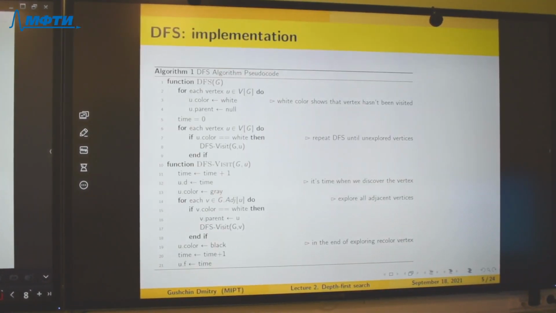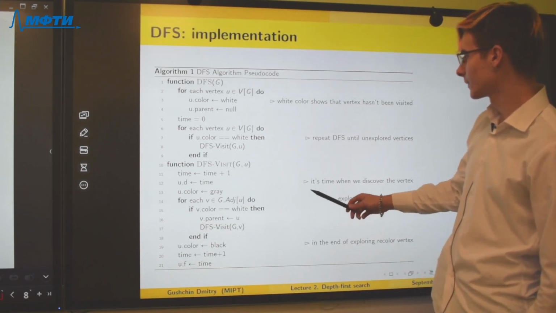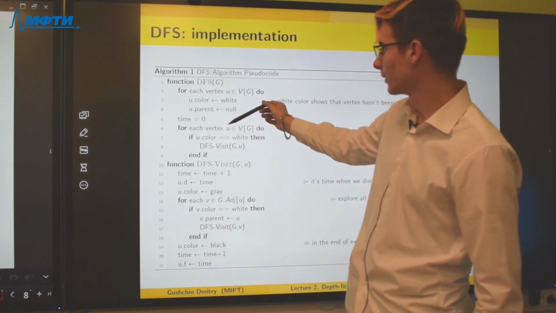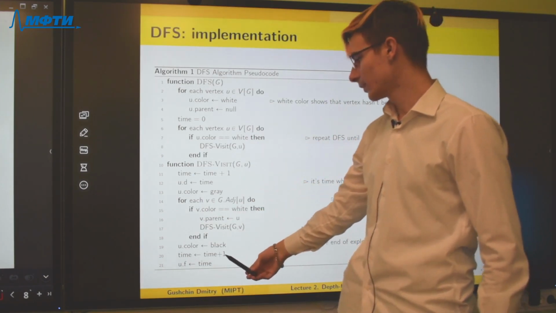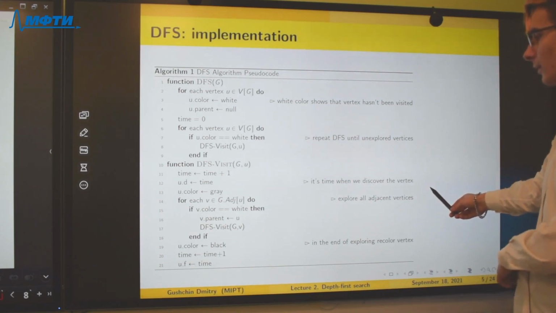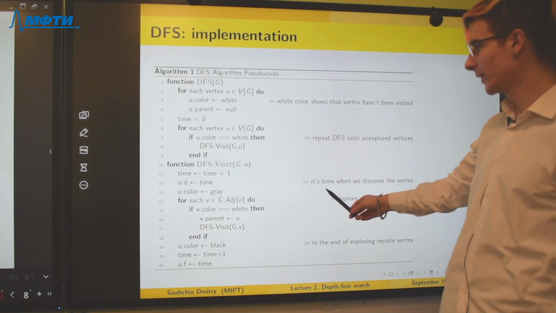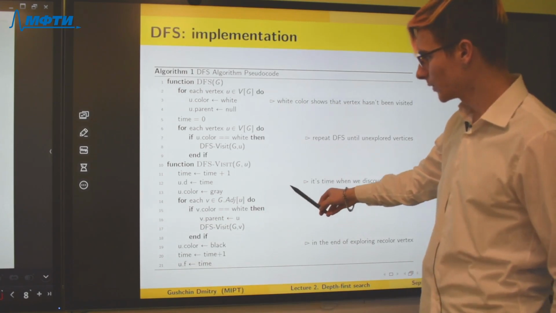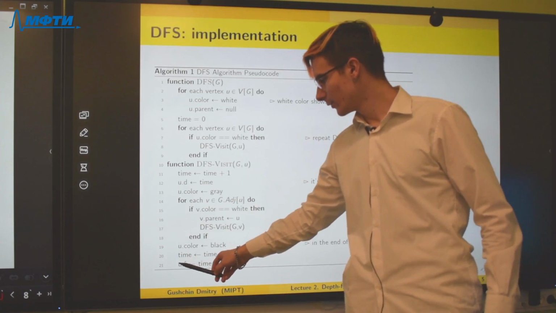Okay. Time. It's the time when we discover the vertex. Time is zero here, and down, go right, and here. It's the time when we discover the vertex. Why do we need it? Why do we need time? To set the time when we discover and when we finish it.